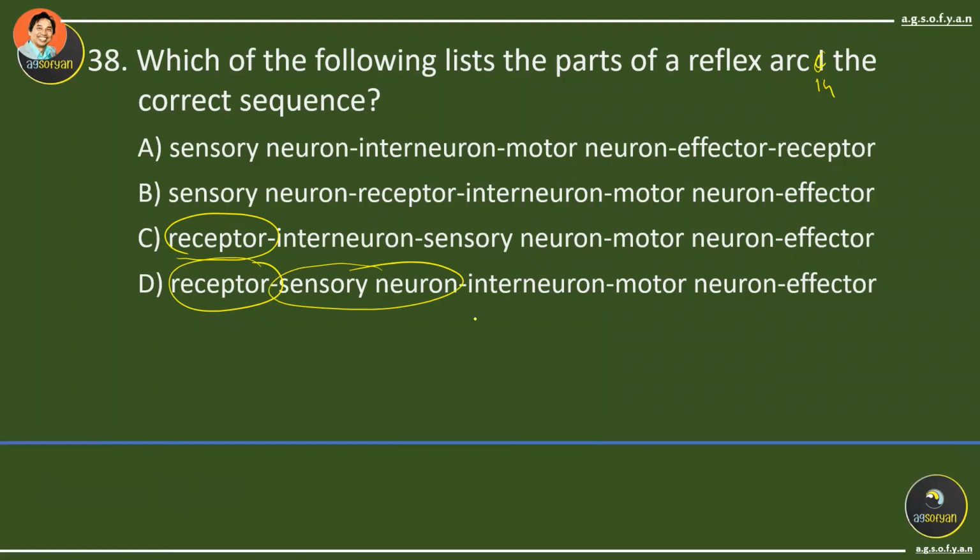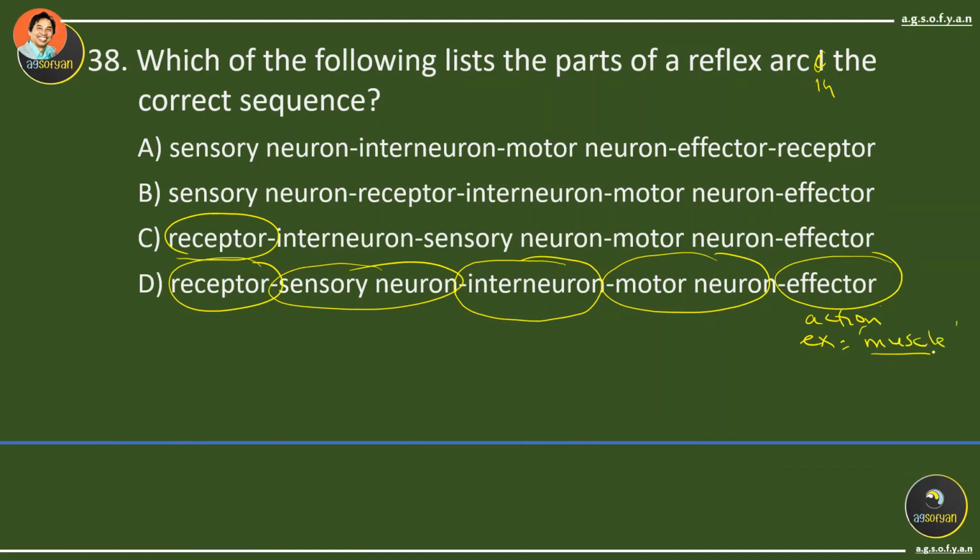The sensory neuron carries the information to neurons in our brain and spinal cord. The neuron that processes information in the brain and spinal cord is called the interneuron. And then the brain will produce the response. The response should be carried by the motor neuron to the effector. And the effector is the one that performs the action. An example is muscle. So muscle is an example of an effector organ that actually performs action based on orders from the brain.